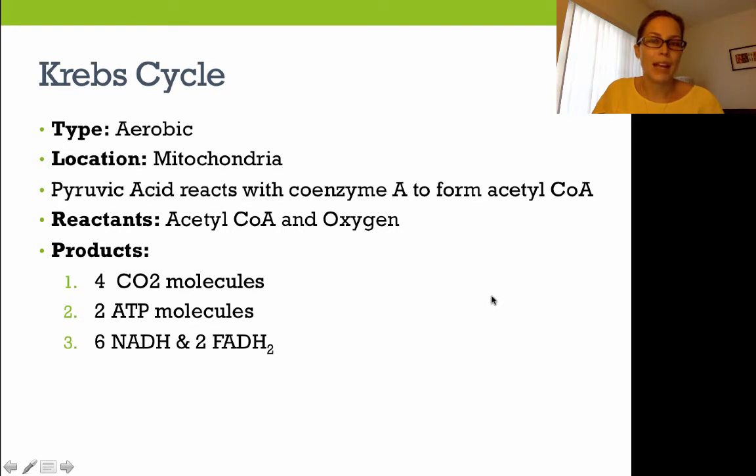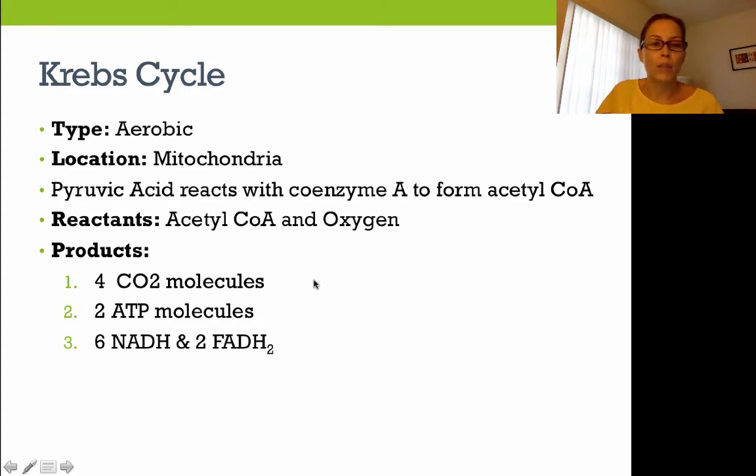Our next step in aerobic respiration is the Krebs cycle, and it is aerobic because it requires oxygen. Where does it take place? It takes place in the mitochondria. Its reactants are acetyl-CoA and oxygen. So pyruvic acid, our end product of glycolysis, reacts with coenzyme A to form acetyl-CoA. Will you be assessed on that? No, but you should know the reactants of the Krebs cycle. So that's acetyl-CoA and oxygen.